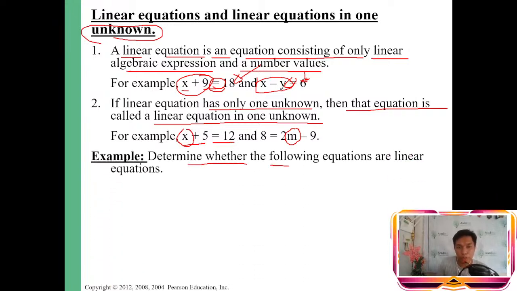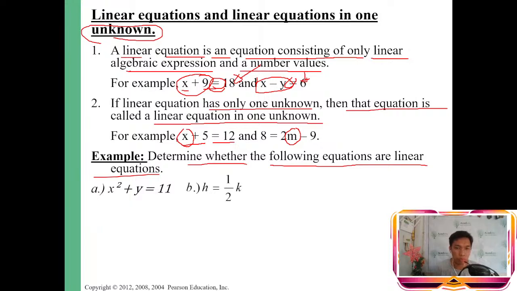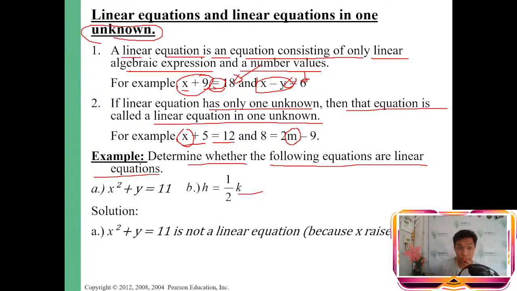Example, determine whether the following equations are linear equations. Let's take for example, x squared plus y equals 11, and h is equal to 1 over 2 k. The equation x squared plus y equals 11 is not a linear equation. Why? Because the x is raised to the power of 2. So it means it is not a linear equation.